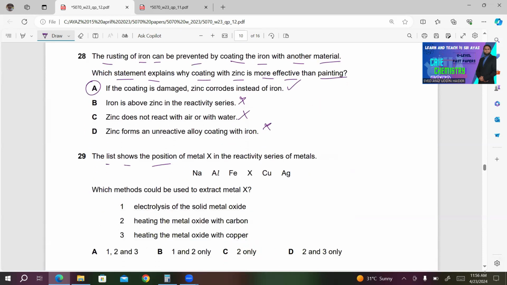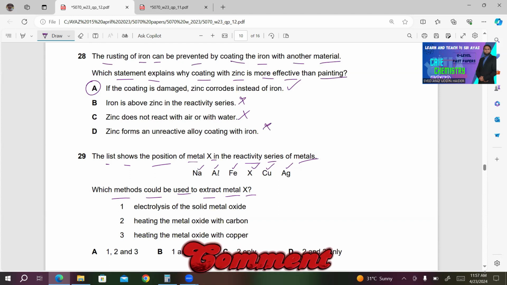29. The list shows the position of metal X in the reactivity series of metals. We have Na, Al, Fe, X, Cu, Ag. Which methods could be used to extract metal X? Now X is between copper and iron. So the metals at the top of the series undergo the electrolysis method. And in the middle or after the middle, you have metals which need reducing agents. So we don't have the electrolysis method for the solid metal oxide in this case. It's among the more reactive, not highly reactive metals, so we can't go for the electrolysis method.